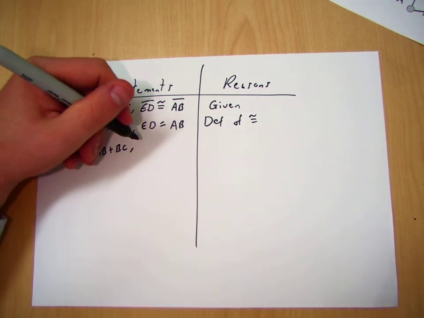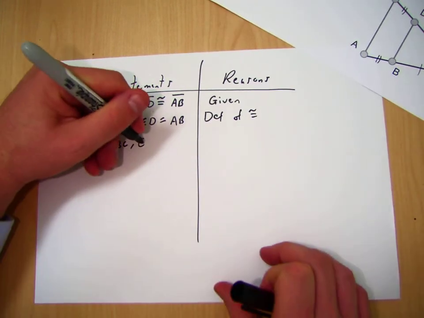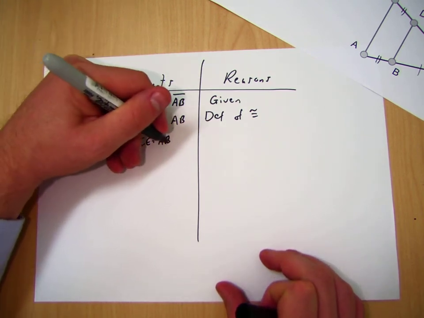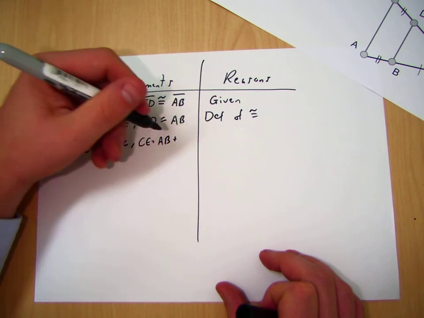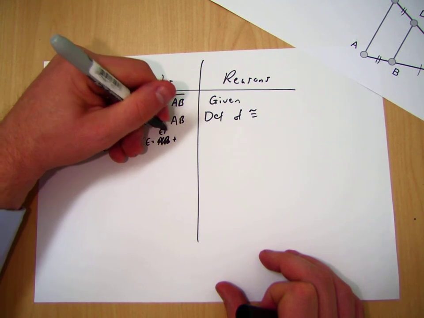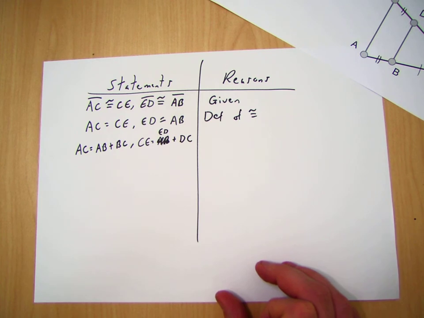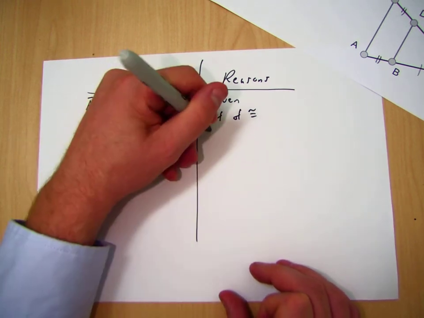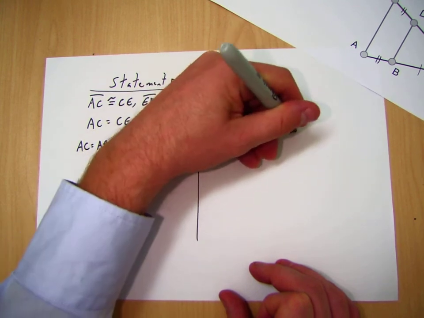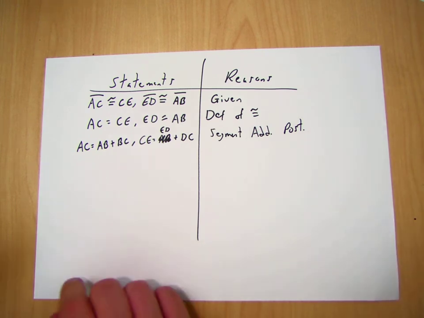Similarly, I'm going to say here that CE is equal to ED plus DC. So you get something like this, and this is, again, the segment addition postulate. Okay, so you end up getting something like that. Why is this useful? Let's take a look.